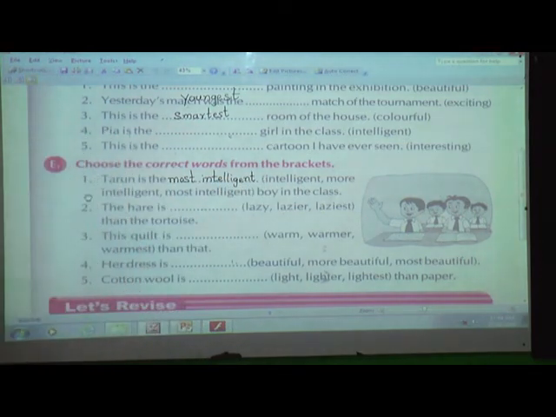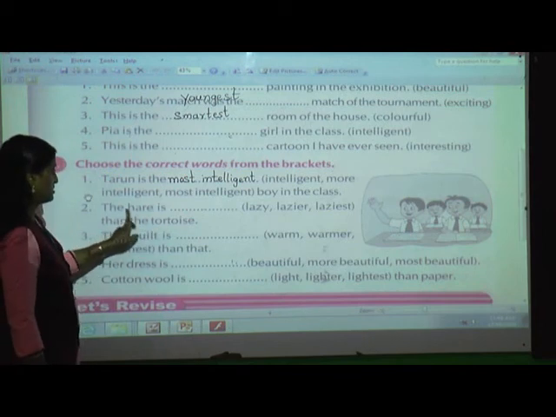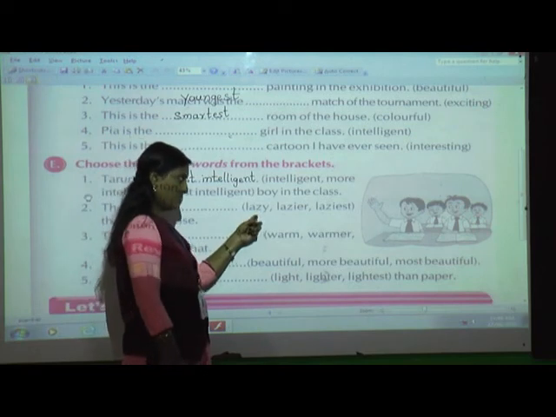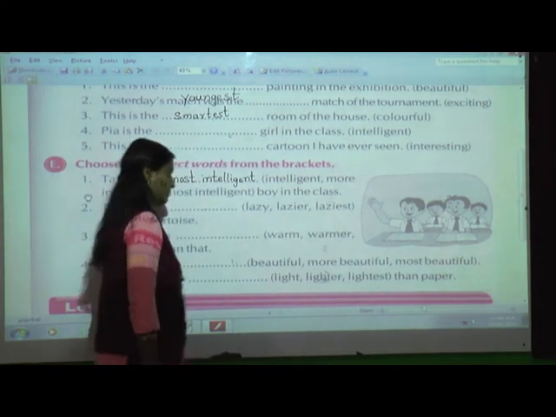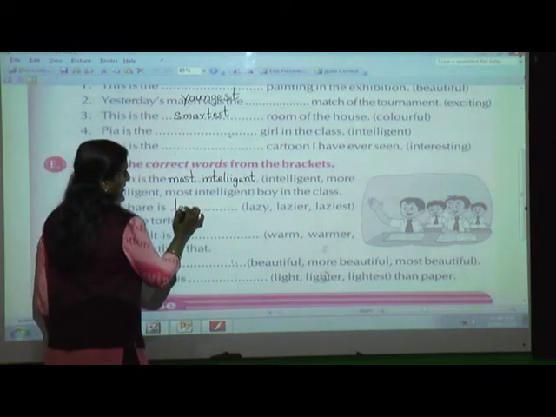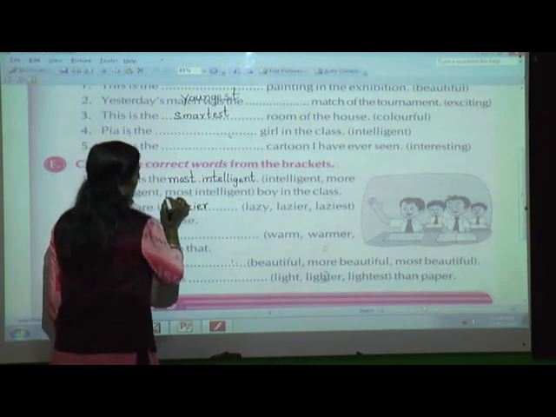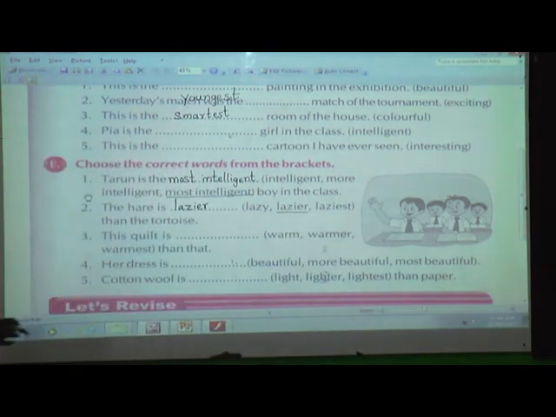Okay. The hare is dash than the tortoise. Here if you will see, hare has been compared only with tortoise, means only two animals have been compared. So what will come? Original form will come? No. Here lazier will come, laziest will not come. So answer is L-A-Z-I-E-R. You can underline it and afterwards you can copy down in the blanks.